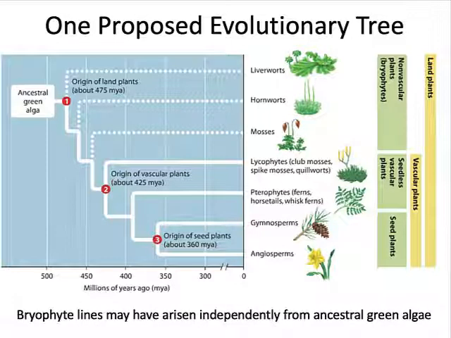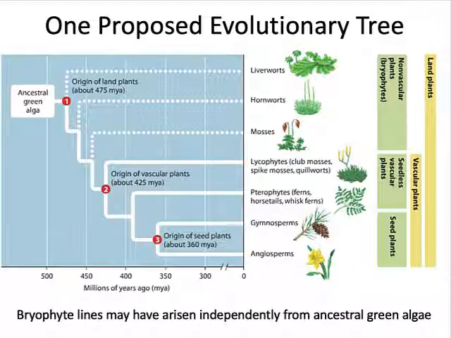Currently, there are several accepted phylogenies for the proposed tree of life when we're looking at the plants. And what really is uncertain right now is the bryophyte lineages. We believe they may have arisen independently from an ancestral green algae, and so there still is uncertainty as to how they are related to the other plants on the tree of life.